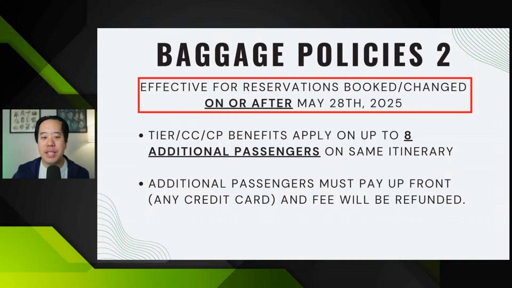The second part of this is that the tier credit card and companion pass benefits apply on up to 8 additional passengers on the same itinerary. That's another thing they put up on their website in the FAQ section: if you are an A-List Preferred member, for example, you get 2 free checked bags, and then you have 8 friends that you also book on the same itinerary, they will also get 2 free checked bags, every single one of them. So that's nice. That's kind of what the other airlines do too. It's consistent across the industry, but it's just good to know that that's the number they have set out.